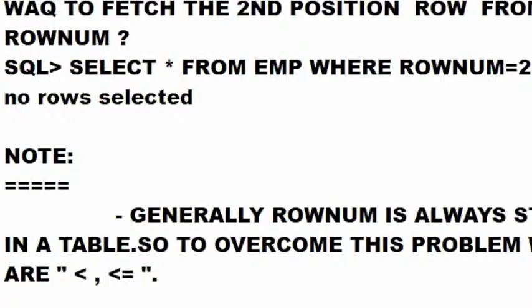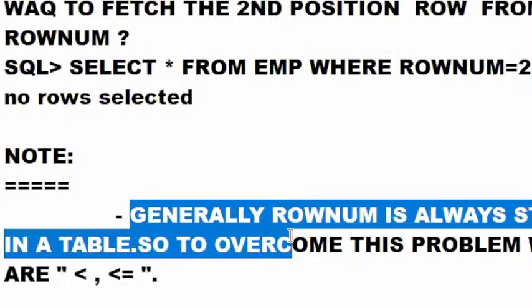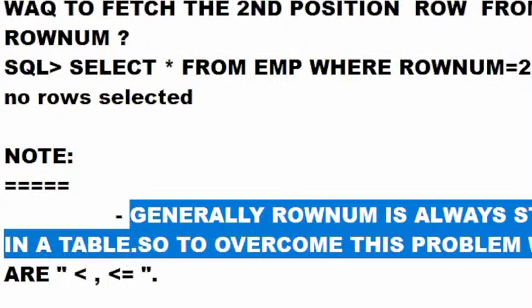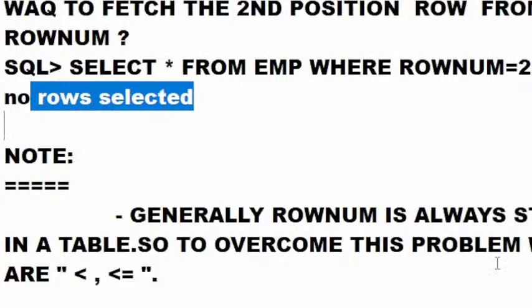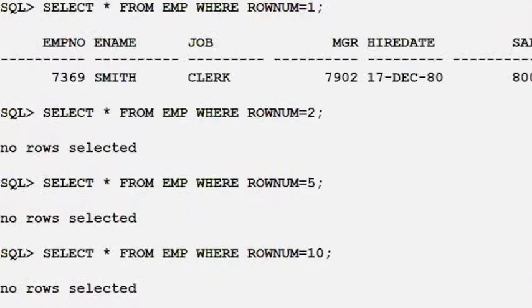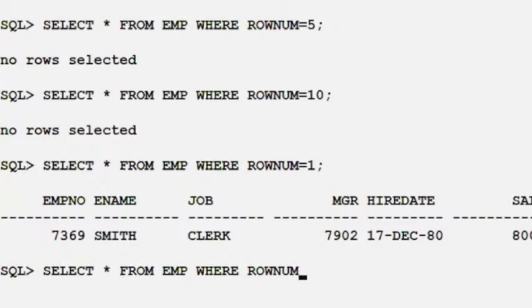Okay, right. So generally ROWNUM always starts with 1 for every selected row in a table. To overcome this problem we must use less than, less than or equals to. So these two operators I need to use when you want to avoid this problem. Now let me come out and apply it here. Suppose I give less than, and I want the second row. For the second row, how much should I give?